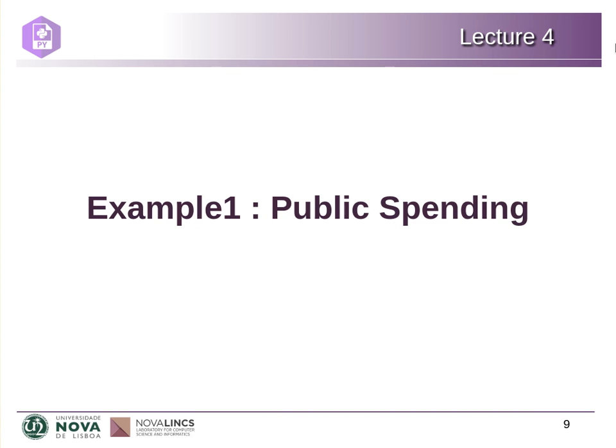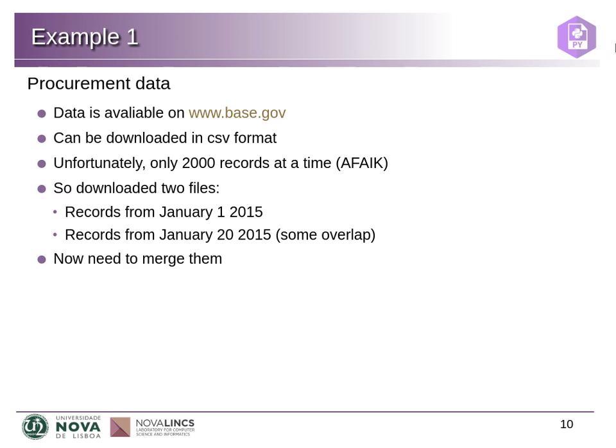The first one, we're going to process data on public spending from this site, bars.gov. These data can be downloaded in CSV files, but the site only allows us to download 2,000 records at a time. So I'm going to show an example of what I did, downloading the records starting from January the 1st, 2015, and then records starting from January 20th. There is some overlap between this file and the other one with the 2,000 records limit, but this way we can get a larger span of time.